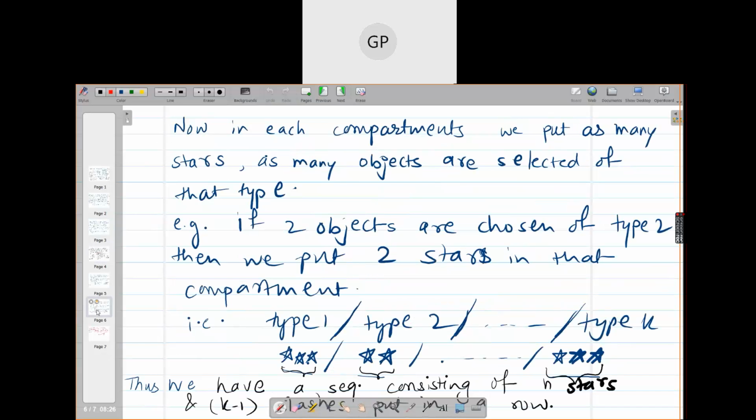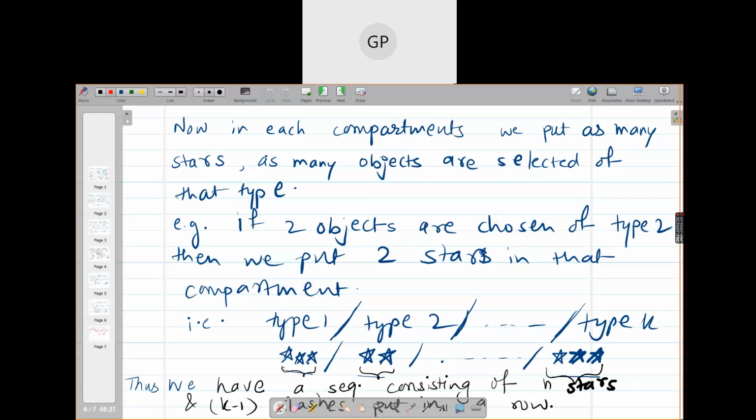And conversely, we have a sequence consisting of how many stars? How many stars are we going to select? What is the sample size? N stars. So we have a sequence consisting of n stars and k minus 1 slashes. So totally I am talking about n plus k minus 1 places, isn't it? Yes or no? How many places am I talking about?